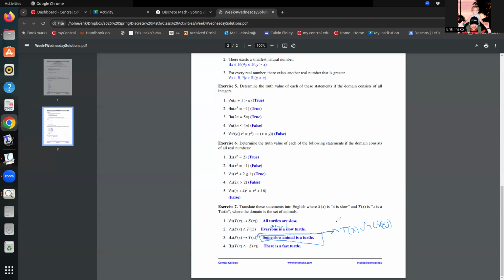Okay, next one. Clear all those. Last one. There exists an x in the set of animals that is a turtle and it's not slow. So that means there exists a fast turtle. Hopefully that one's clearer than the number 3.